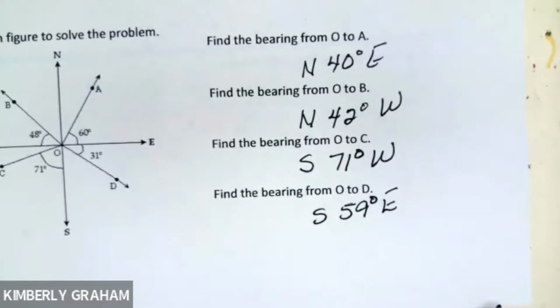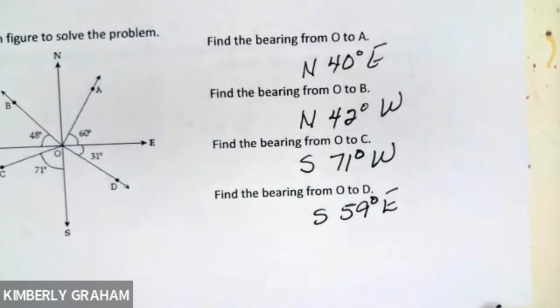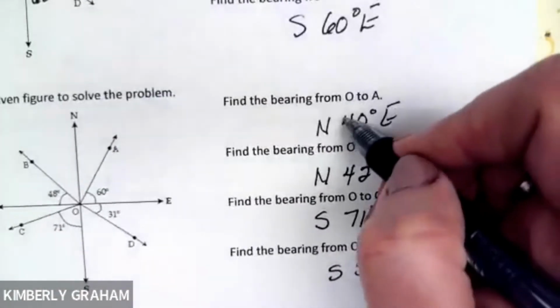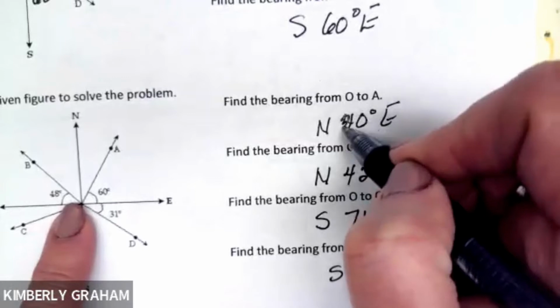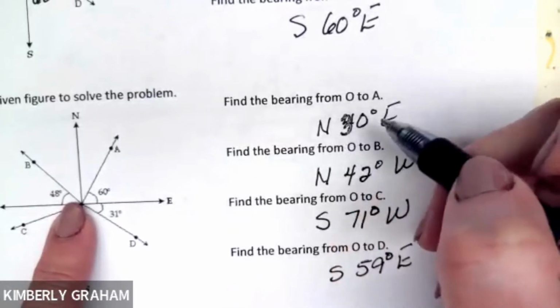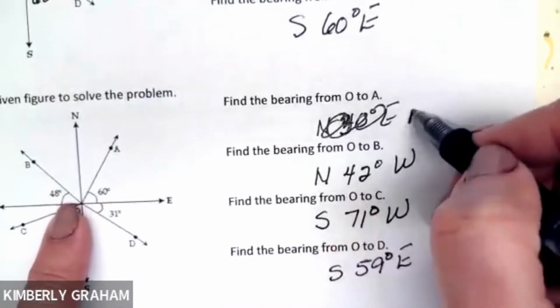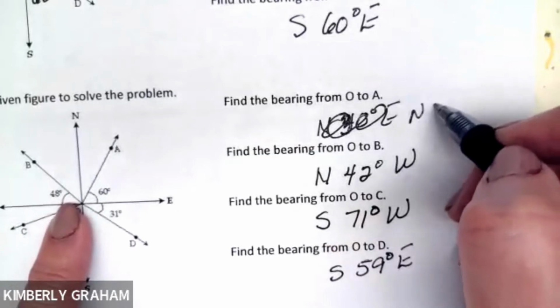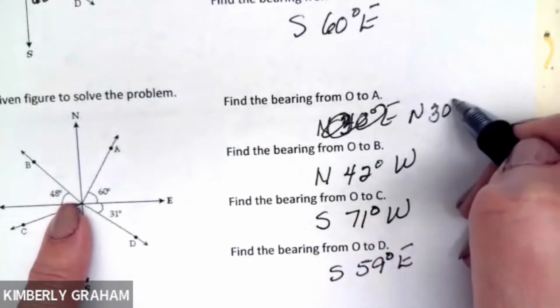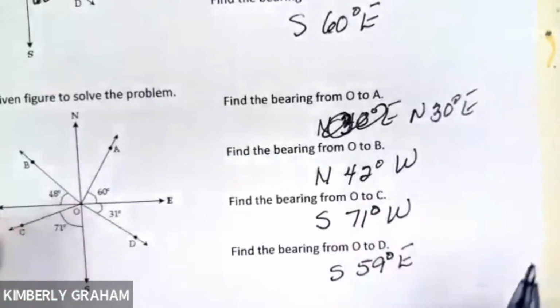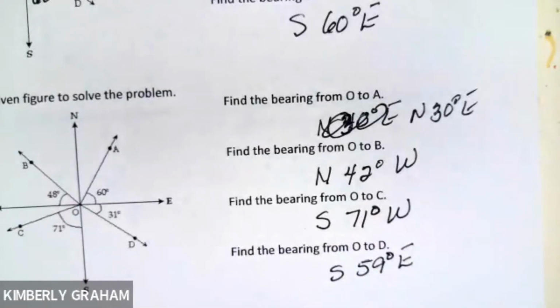Oh, which one? Oh, okay. Yeah, it is 30 degrees. I'll write that again. Thank you. 30 degrees east. Any questions with that?